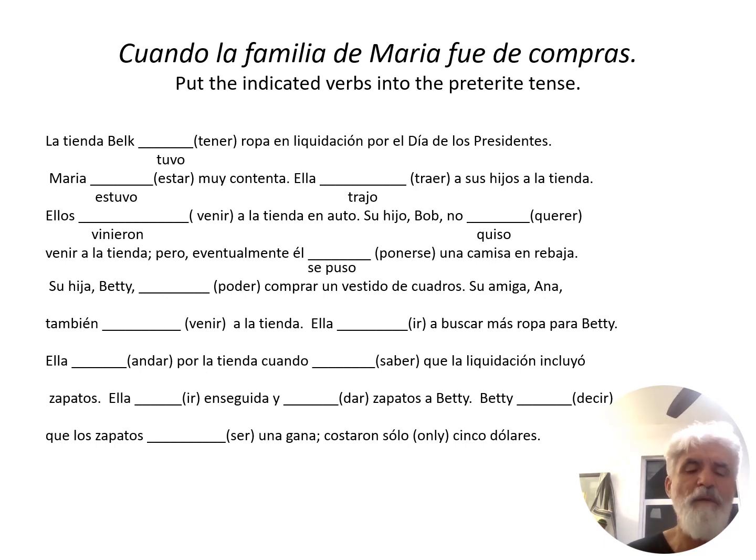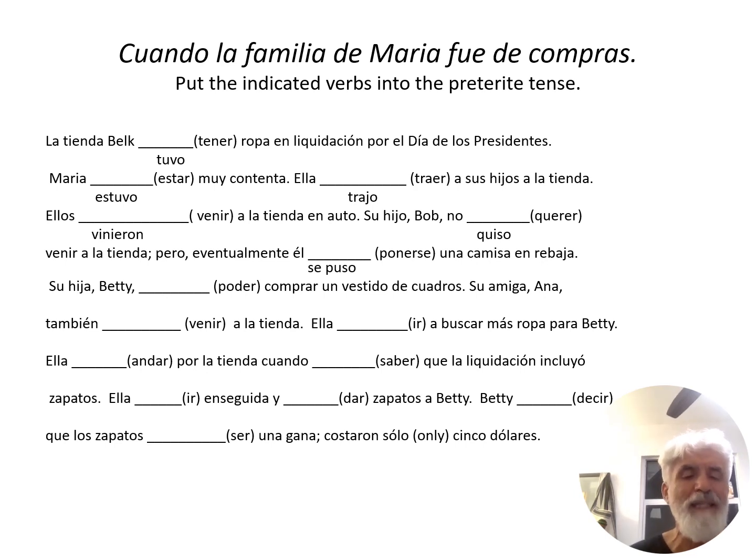What is the stem of poner in the preterite tense? It's a U stem. It's pus. What ending goes with él? It's an O. So él se puso. He put on una camisa en rebaja. He put on a shirt that was en rebaja, on sale.